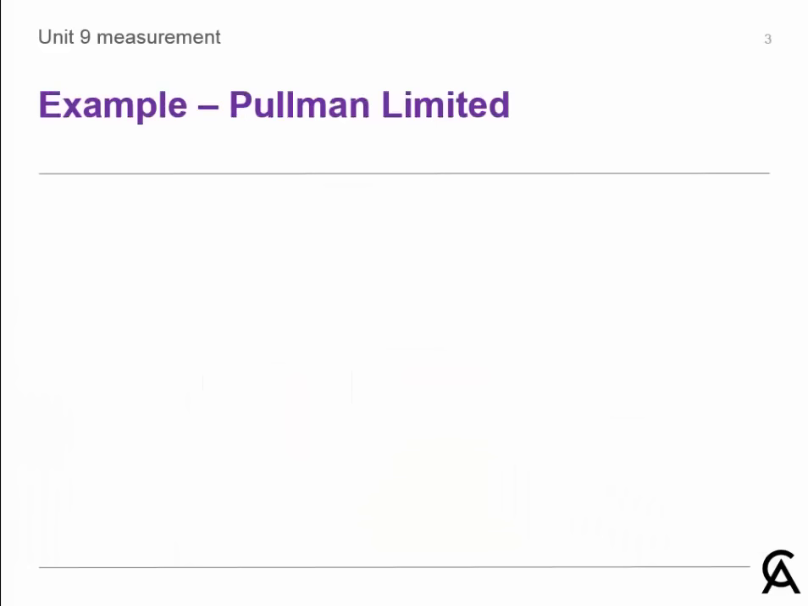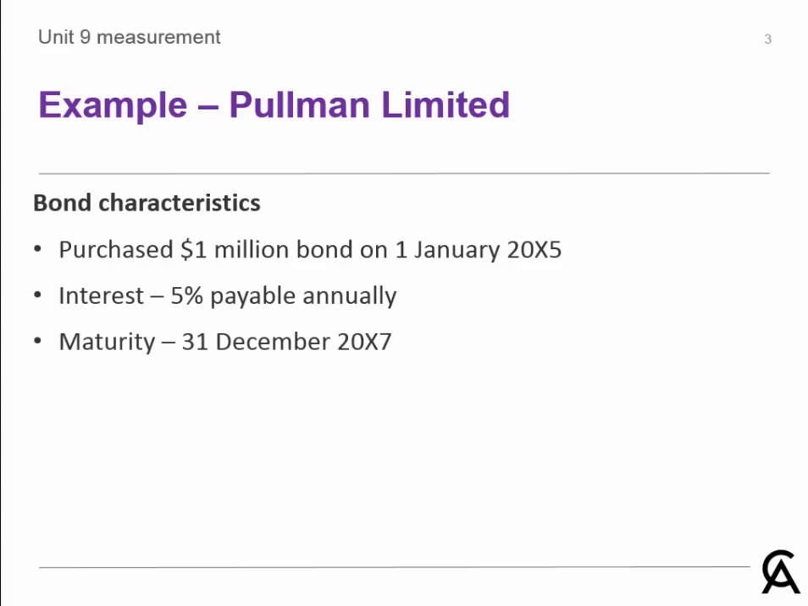Let's use an example to work through how you would measure a financial asset. In the classification video, we introduced Pullman Limited, which purchased a $1 million corporate bond on the 1st of January 20X5 that pays interest at 5% on the 31st of December each year and matures on the 31st of December 20X7.